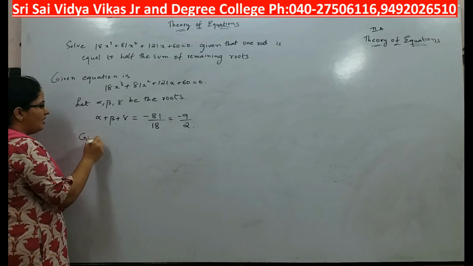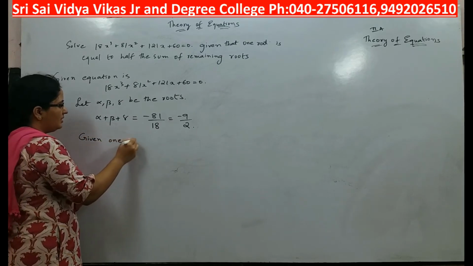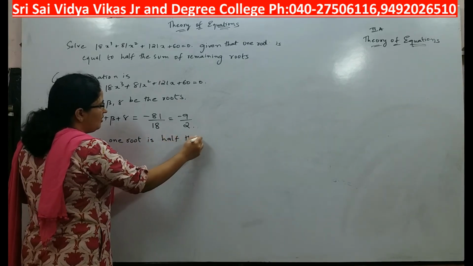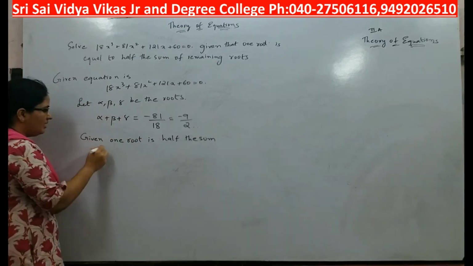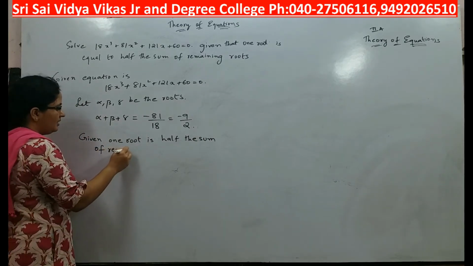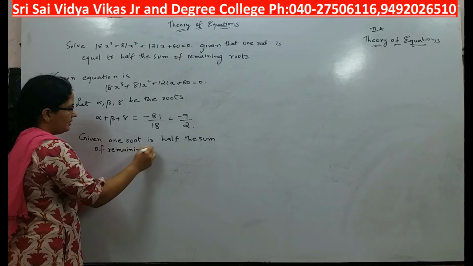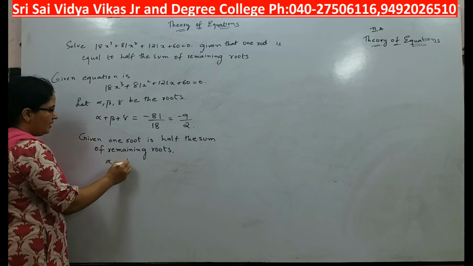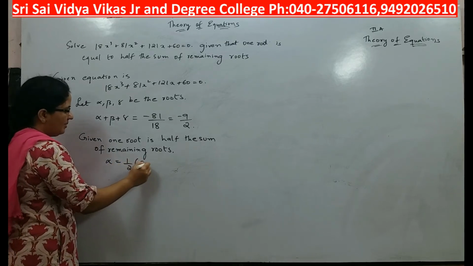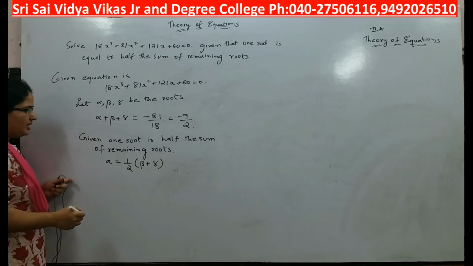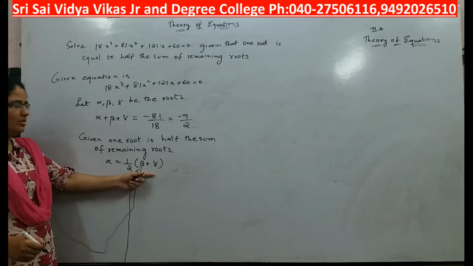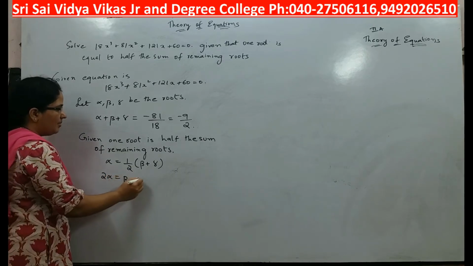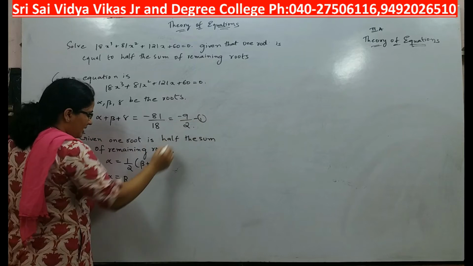Given one root is half the sum of the remaining roots, that is alpha is equal to half of beta plus gamma. One root is half the sum of remaining roots, so we can take it like this. That means 2 alpha is equal to beta plus gamma. Let us call this 1, and this 2.